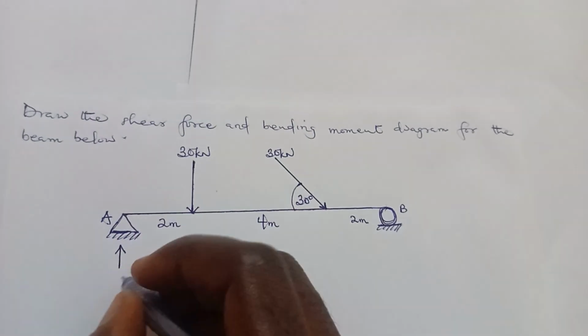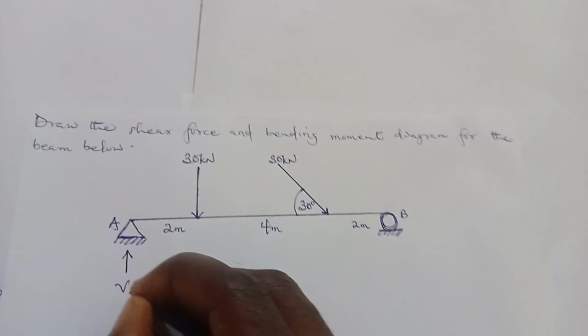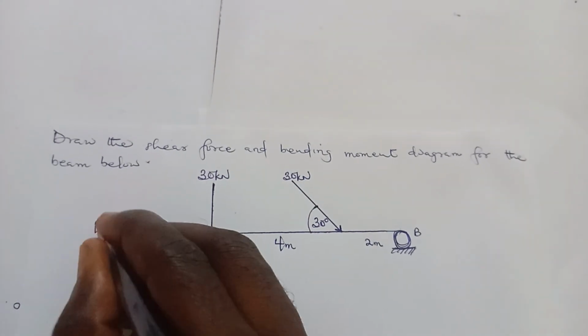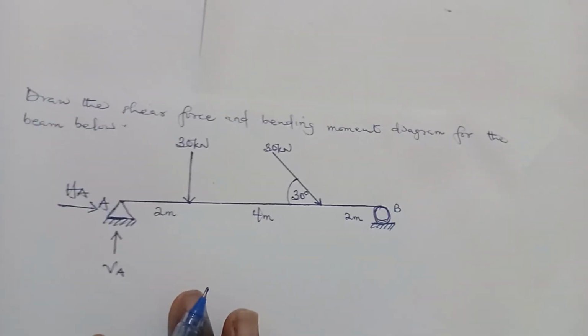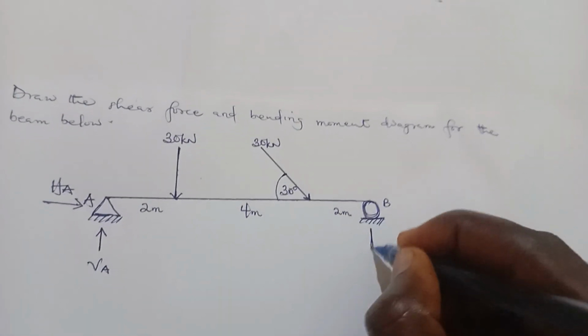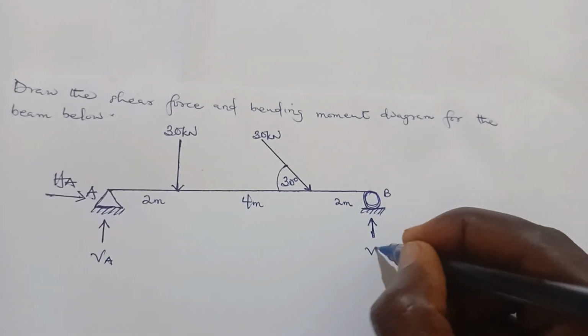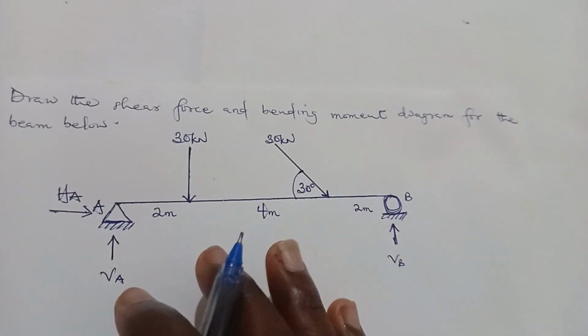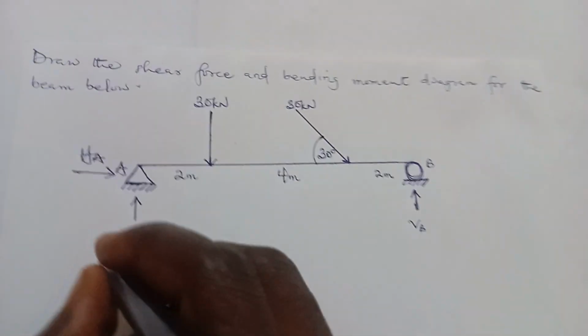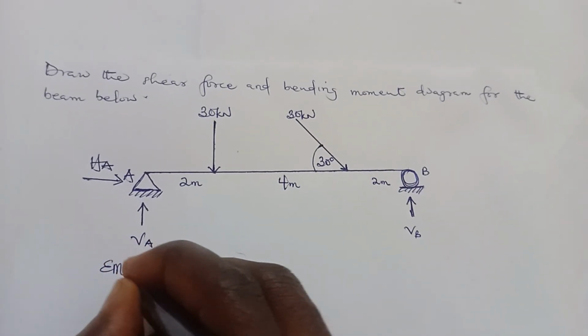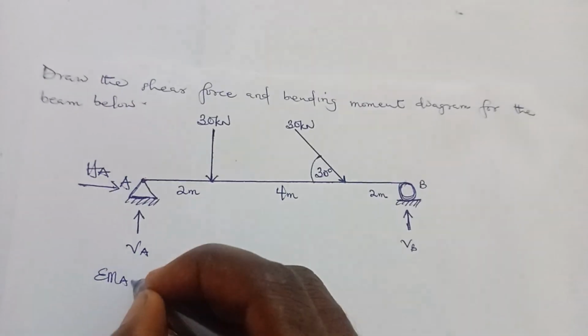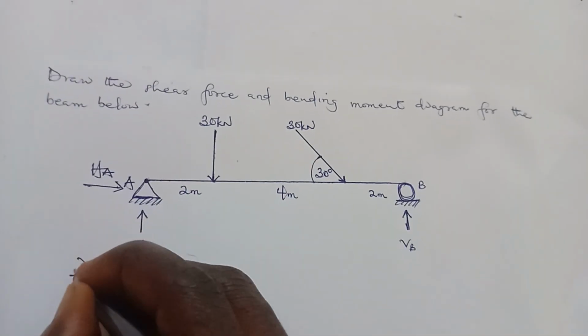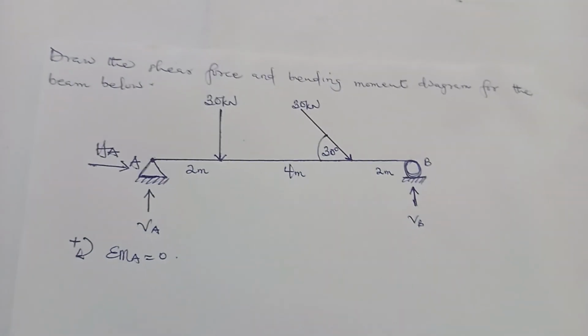A hinge has two reactions, a vertical reaction VA and a horizontal reaction, we call it HA. A roller has only one reaction, we'll call it VB. So let's make use of our equilibrium equations. Sum of moments about point A is equal to 0, taking clockwise moments to be positive.